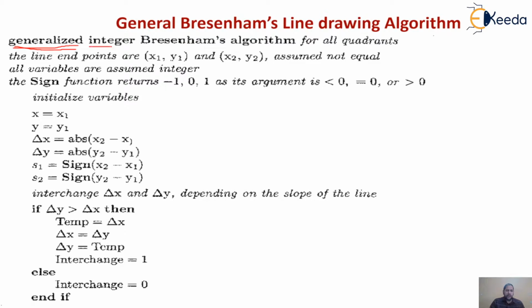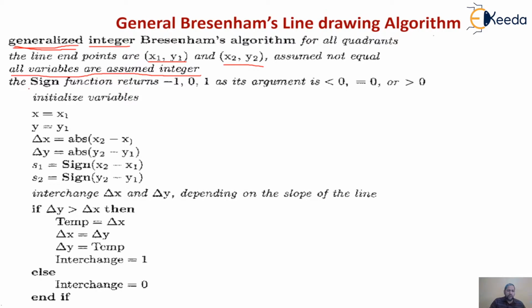Why is it called integer? Because the advantage of Bresenham's algorithm is that it uses all the variables as integers. There is no floating point arithmetic calculation. Here the line endpoints are x1, y1, which is the starting point of the line, and x2, y2, which is the end point of the line, entered by the user. All variables are assumed integer. That is the advantage: no floating point arithmetic, so the algorithm is very fast.